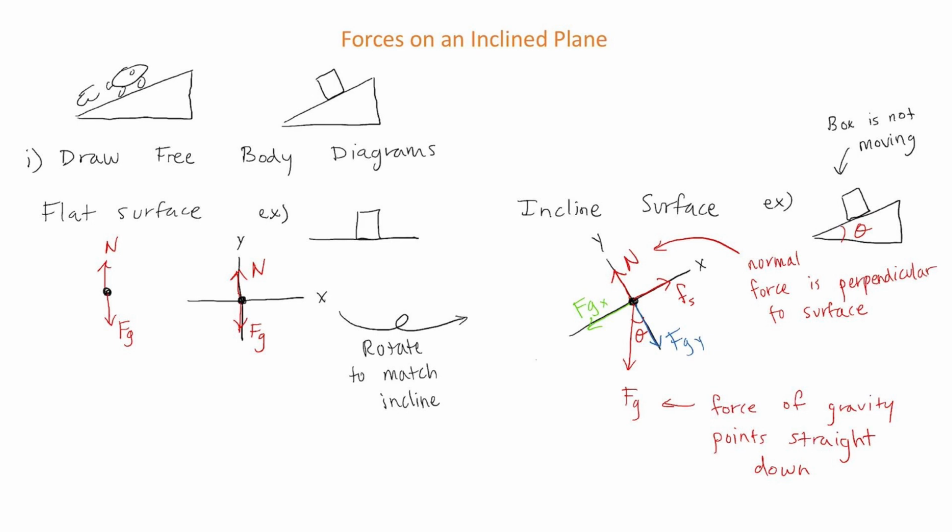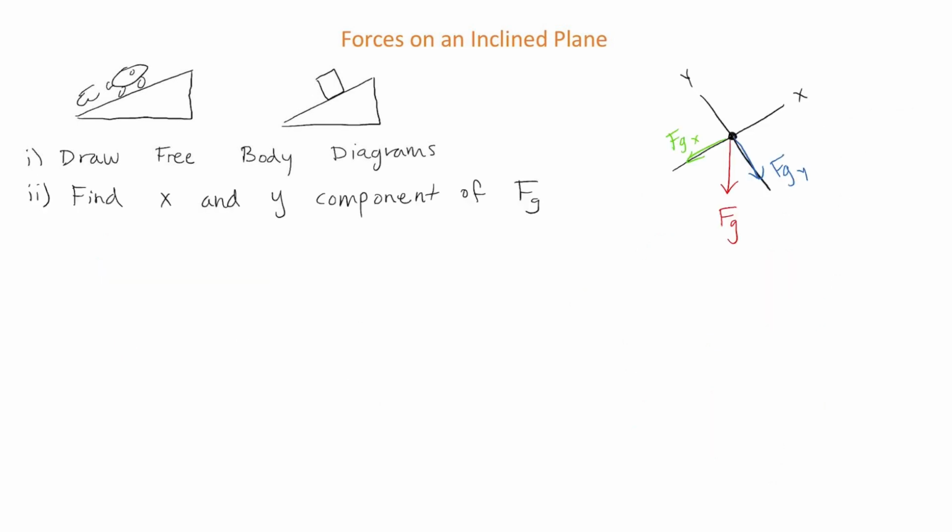This was an example of how you can draw a free body diagram for an object that's on an inclined surface. The next thing I want to show you is how you can find the x and y component of the force of gravity. If I take the x and y component and I use vector addition to add them tip to tail, the resultant is the force of gravity vector. And because we have a right angled triangle, we can use trigonometry to solve for Fgy and Fgx.